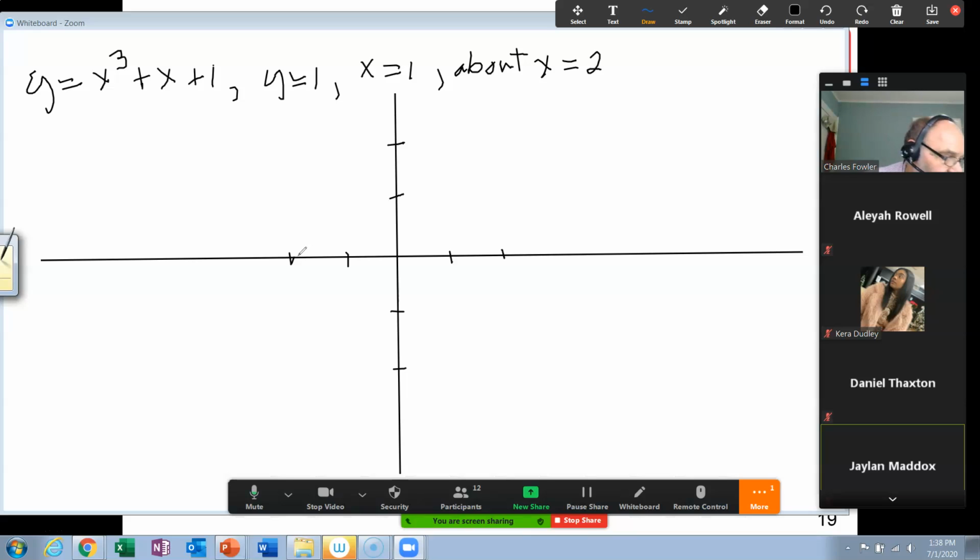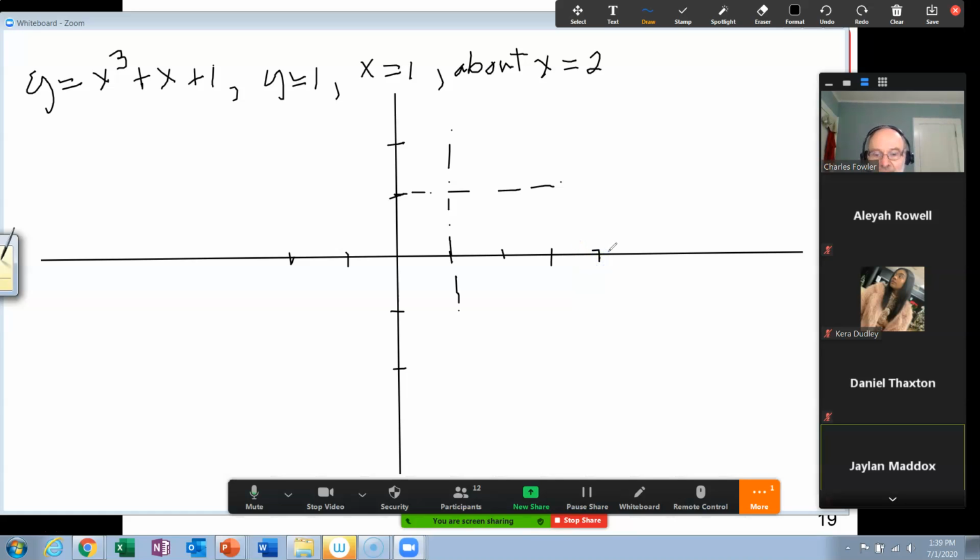Okay, now y is equal to 1 is this dotted line right here. Okay, x equal 1 is this dotted line right here. Okay, those are the easy parts. x equal 2 is this place right here. Okay, now, so we're going to need to tick off a couple more points in this direction.